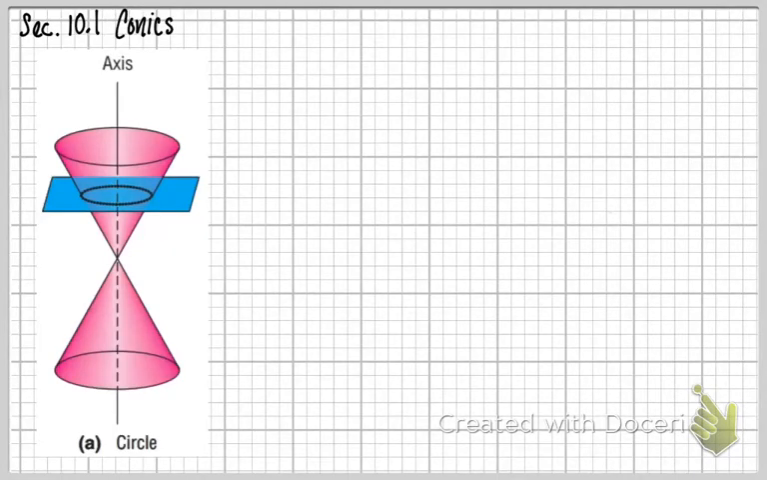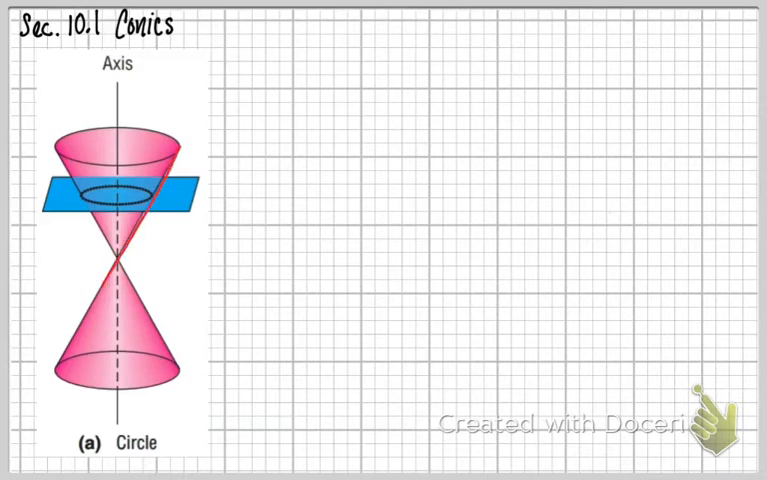Section 10.1, Conics. So take a look at this. This is the first thing we're going to talk about here. This point right here is called the vertex, and this is the vertex of what we call a double right cone. Now, the first thing we're going to talk about here is this line.